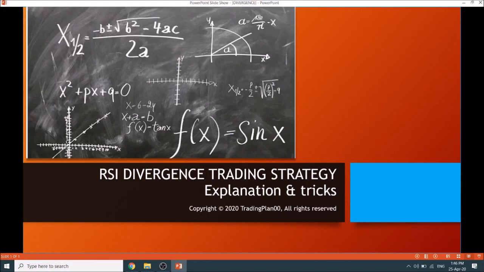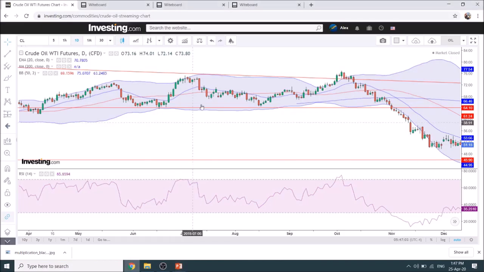Just for reference, I'm only using the RSI indicator. That's the only one I'm using in all of my trading strategies, and I'm mainly using it just for divergence, not even for overbought or oversold level. So to me this is very important, so hopefully you'll get something useful out of it, and let's get started. So first, I'll start with explaining what the RSI divergence is.